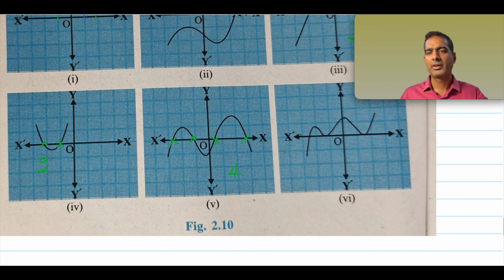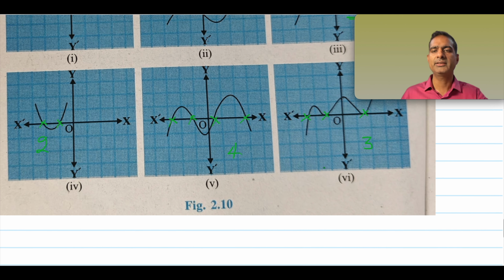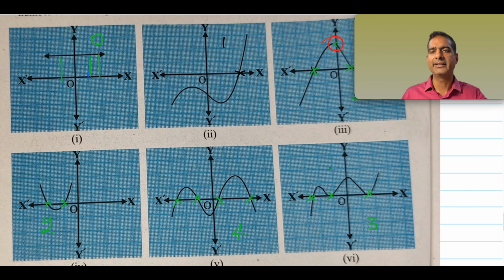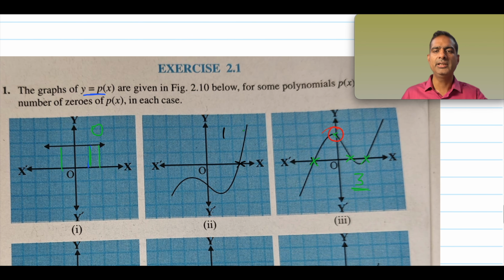And here, the curve is crossing x-axis at only 1 point and it is touching x-axis at 2 more points. So there are 3 points where the curve is either crossing or touching x-axis. So this curve will have 3 zeros of this polynomial. So this was exercise 2.1 of NCERT. I hope this is clear. This was a very easy exercise, and we just had to see at how many points the curve is crossing x-axis, and that will be equal to the number of zeros of that polynomial.